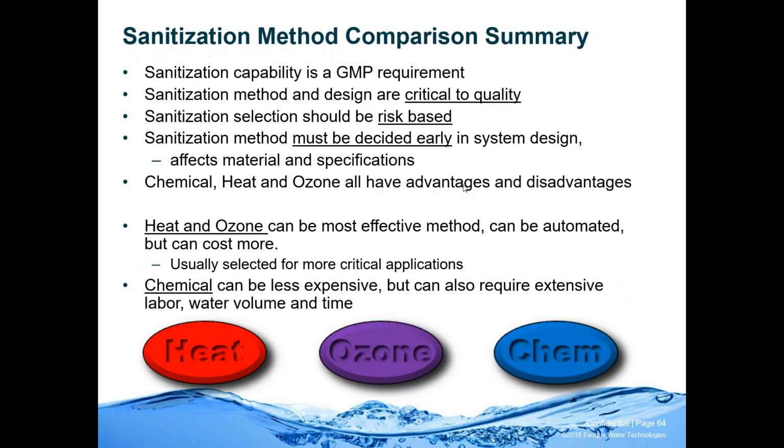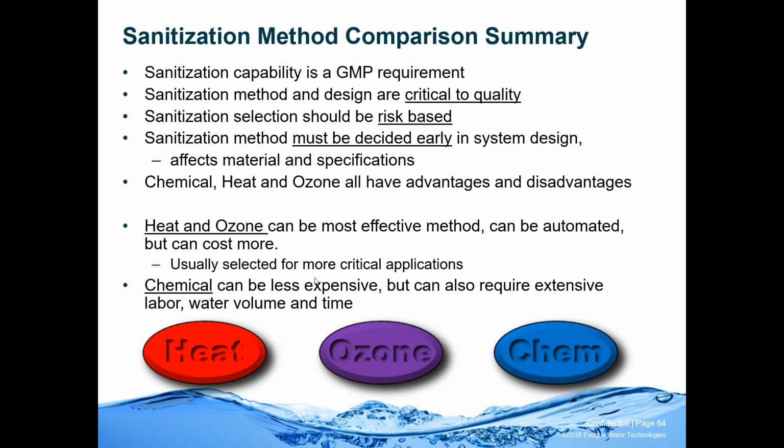In summary, you need to have some method available to sanitize a system. It may be done regularly, it may be done in reaction to data. It's a GMP requirement. The method and how the system is designed are critical. You're going to do a risk-based selection, and you need to decide it early in system design. The heat and ozone may be the most effective. They're typically going to be more money than chemical.